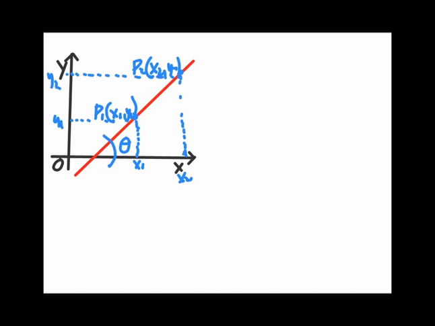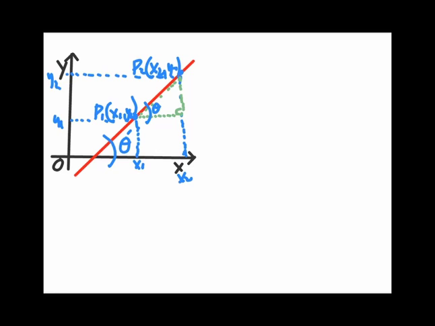Now, let's try to form an imaginary right triangle. Okay, this will be our right triangle, this being the right angle. This will be our imaginary right triangle. Of course, this angle here, angle theta, will just be the same as this angle here, right?